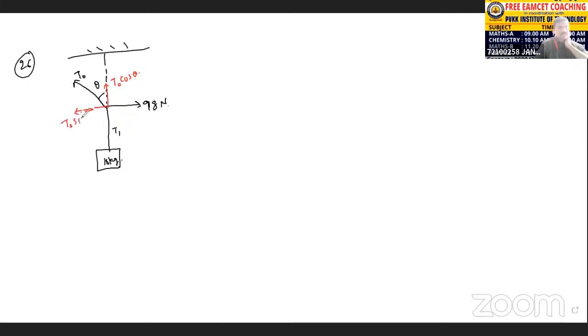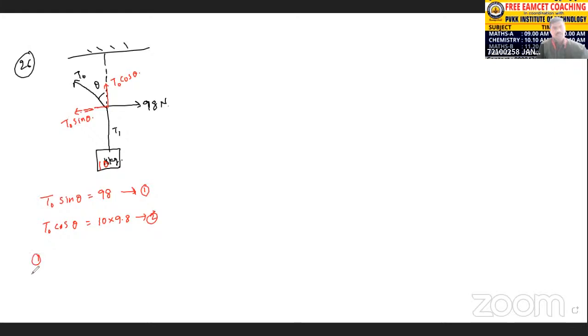So T naught sin theta is balanced with the pulling force 98 Newton. Assume that this is equation 1. Next, T naught cos theta is balanced with the 10 kg weight, which is mg, 10 into g, where the g value is 9.8. This is equation 2.